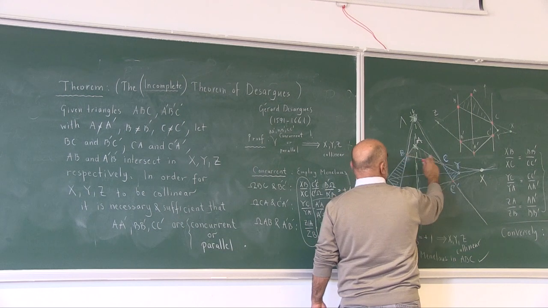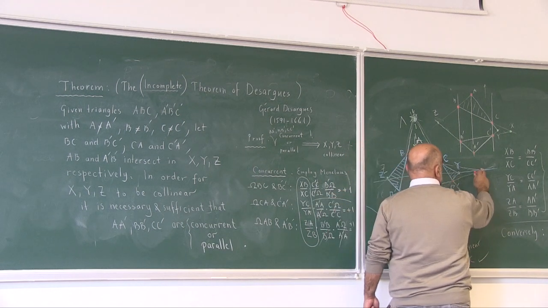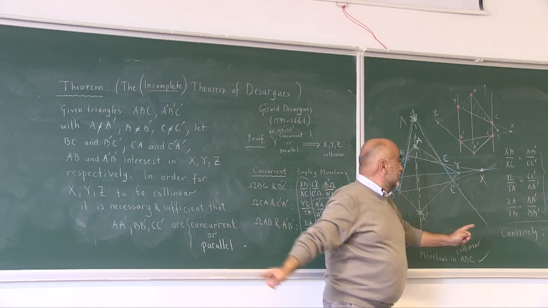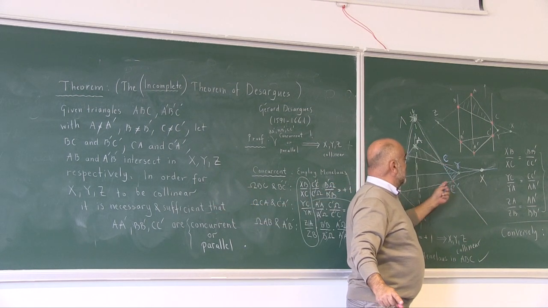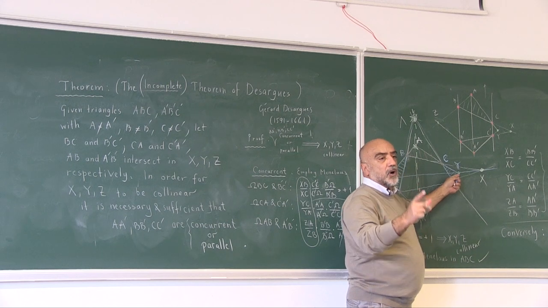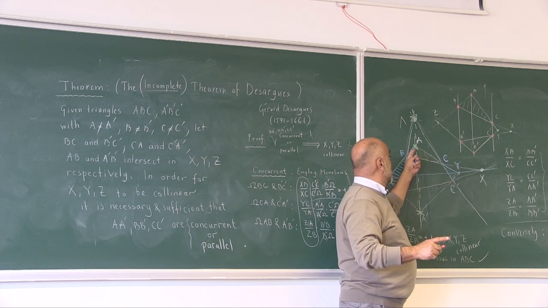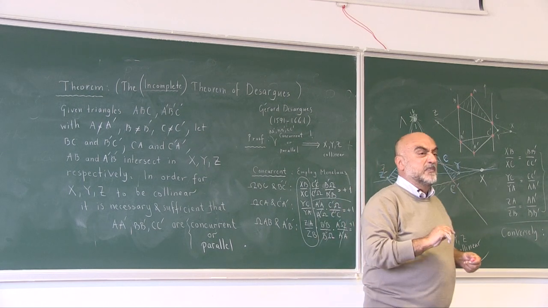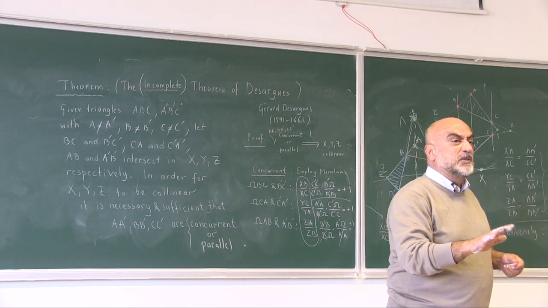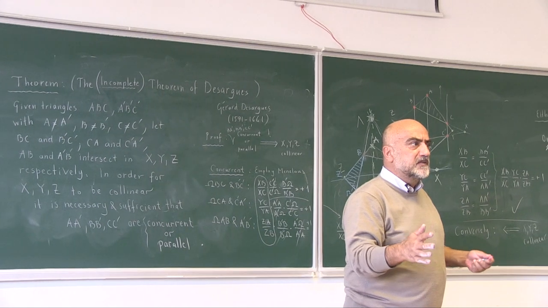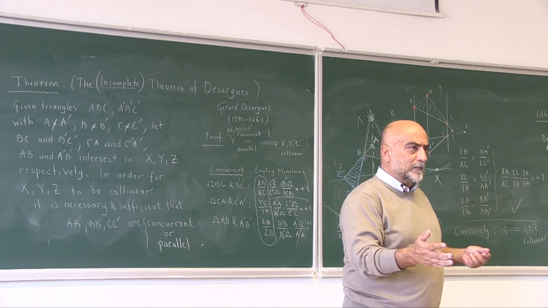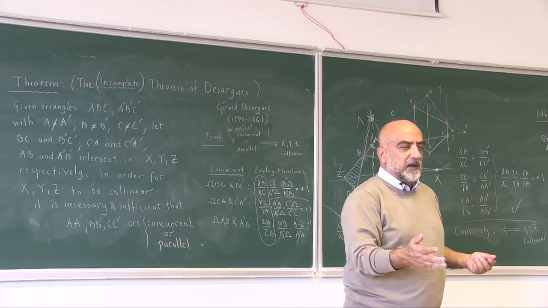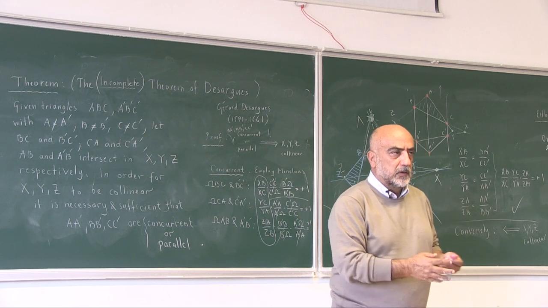So for instance, BC and B prime C prime intersect in X. By assumption, I assume that. You want CA and C prime A prime intersect in Y. And finally, I want AB and A prime B prime to intersect in Z. I assume them. So I assume really that X, Y, and Z are points in my Euclidean plane. What happens if I don't make this assumption?